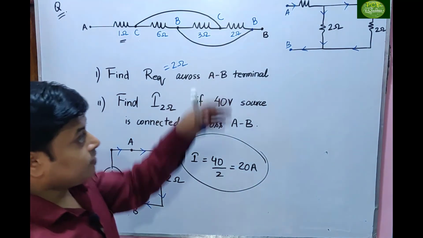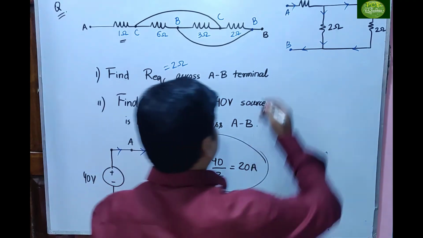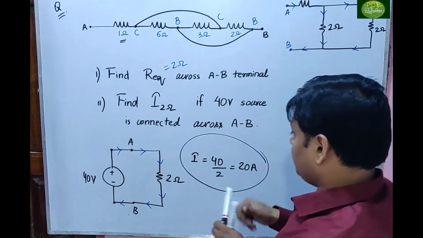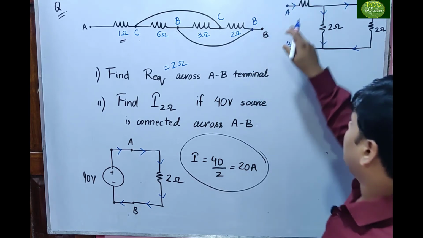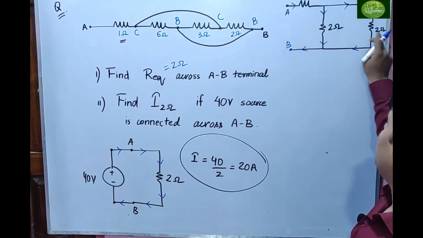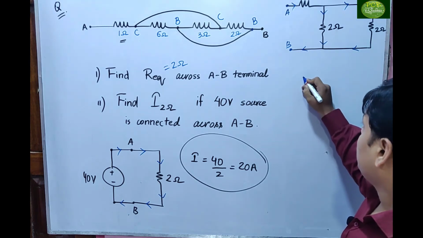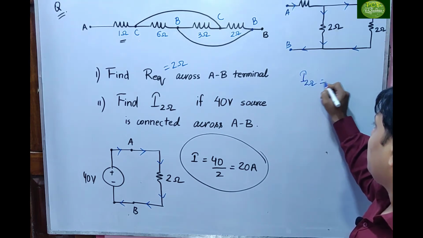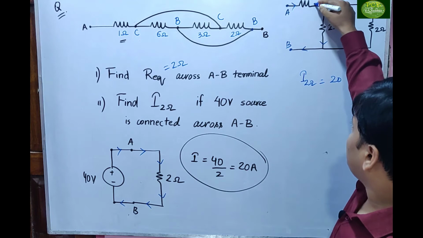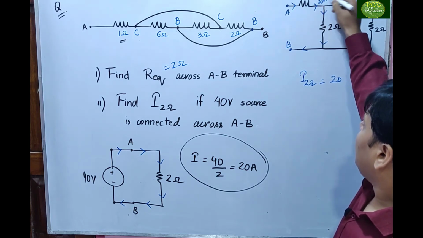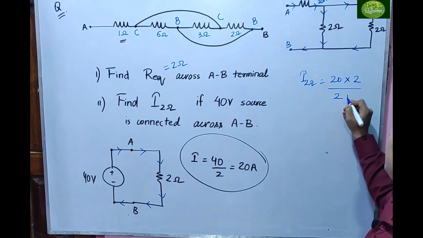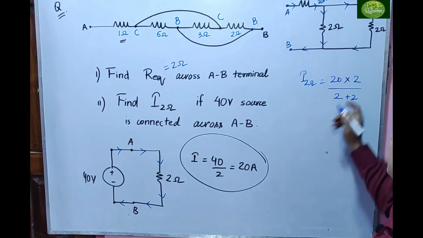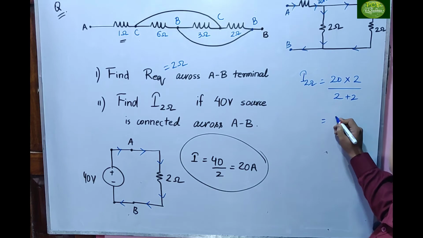I am redrawing that one. I am moving in the backward direction. So what is the current flowing here? Current flowing is 20 ampere. If this 20 ampere is coming, 2 ohm and 2 ohm are parallel. So by the current division rule, current in the 2 ohm will be equal to the total current entering. What is the total current entering here? 20 ampere. 20 multiplied by 2 divided by 2 plus 2. It's the opposite resistance. So how much? 10 ampere.